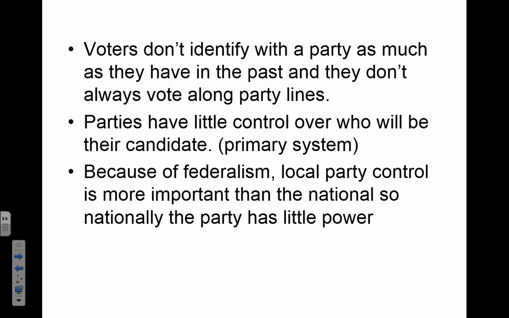And so again, I'm not trying to say that parties are not important, because they certainly are. However, they're not as important as in other democracies, and let's compare them to some, like European democracies.